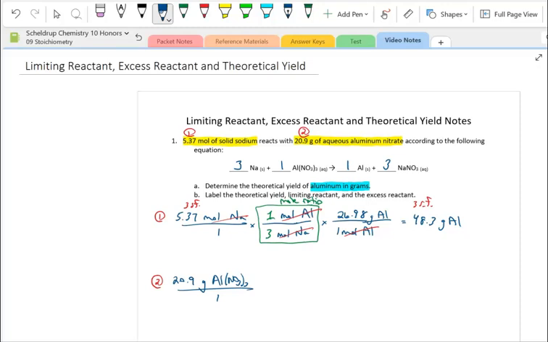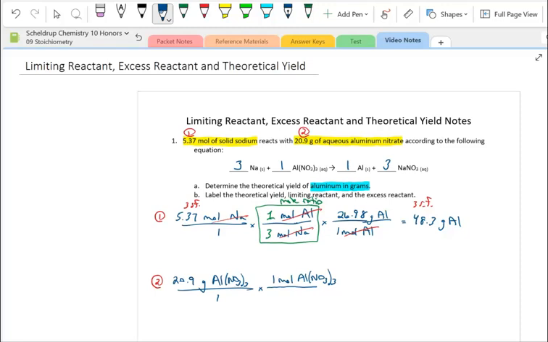I'm not done yet. I need to do my second calculation here, where I'm given grams of aluminum nitrate, and I'm also going to solve for grams of aluminum. Now, this one's going to be a little bit more work because I first need to get that mass into moles of aluminum nitrate.